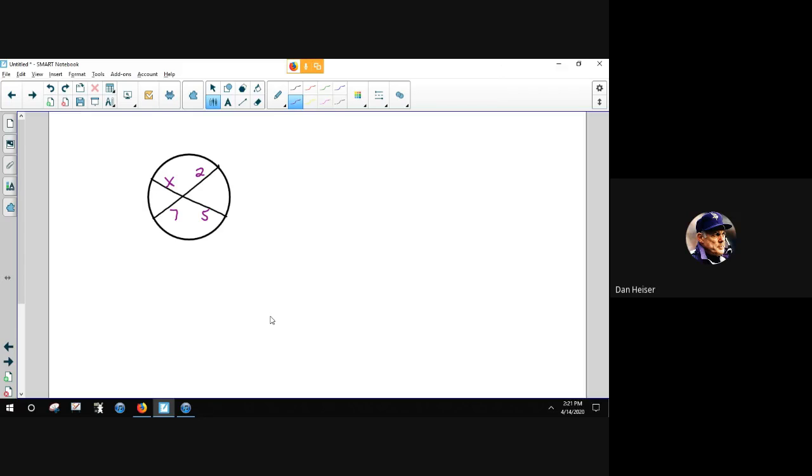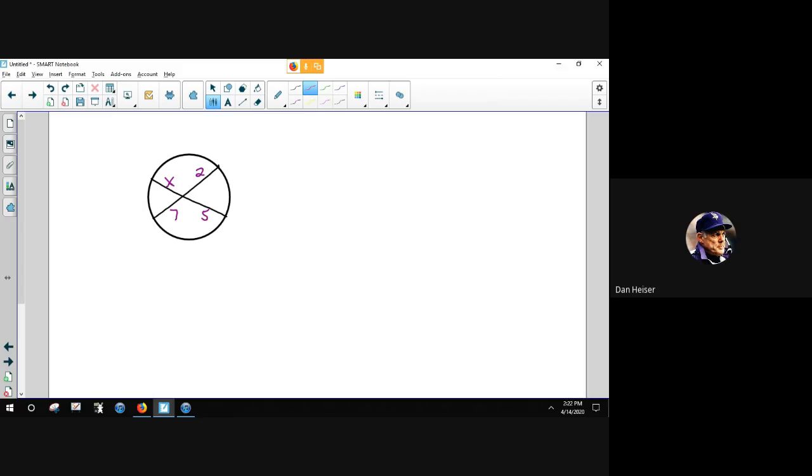Here are some examples of those properties from the last video. Here we have two intersecting chords. We know the pieces are 7, 5, 2, and 1 is unknown. We know that if two chords intersect, the product of their pieces are equal.